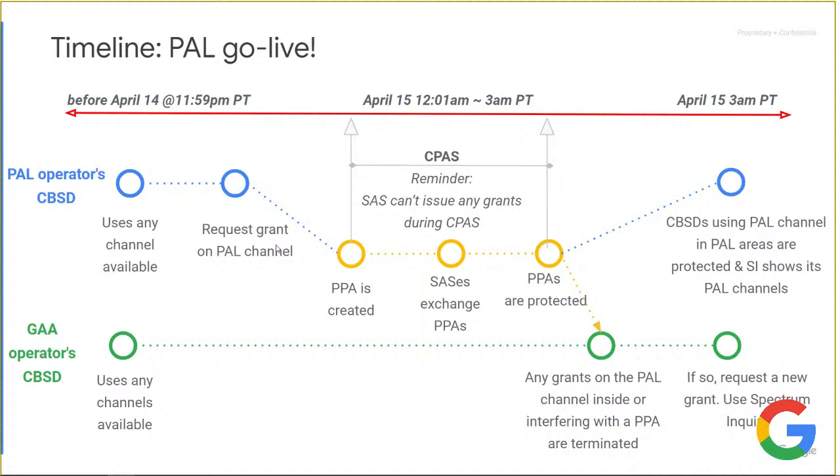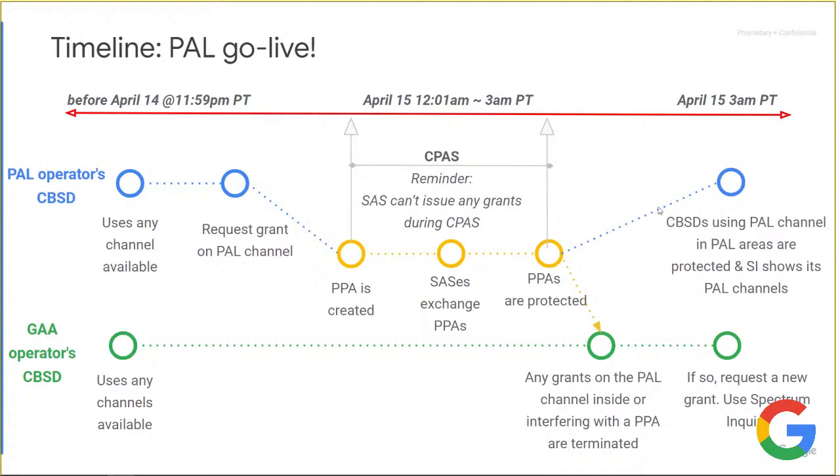CPAS is what we talked about in terms of that process that's creating the PPAs. And here's what happens during CPAS. First thing that happens is the PPAs are created, and that's because the PAL device has a grant. It's requested a grant on its PAL channel. So a PPA is going to be created for that PAL operator's CBSD. The next thing is the SASs all exchange the PPAs that have been created. So the SASs exchange all the PPAs, and after that's happened, and after CPAS is completed, around 3 o'clock in the morning, the PPAs are then going to be protected.